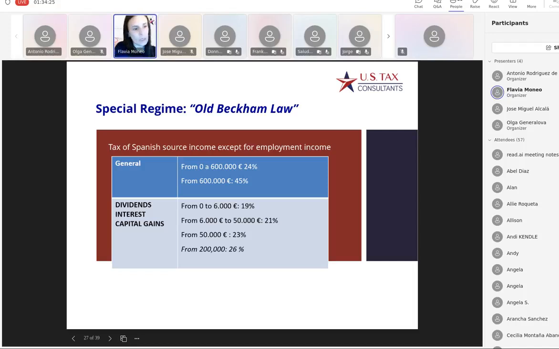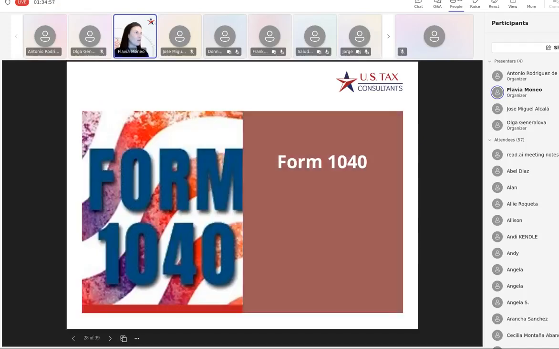If you have a withholding on the foreign earned income, we will deduct these taxes, this withholding, on your Modelo 151. But you have to declare also the W2 or whatever you have. Dividends, interest, capital gains are taxed, as you can see, from 19 to 26%. So that's why it's a really good option if you are able to apply to the Beckham Law. And that's it. Well, now Toño is going to explain the 1040, the US side.